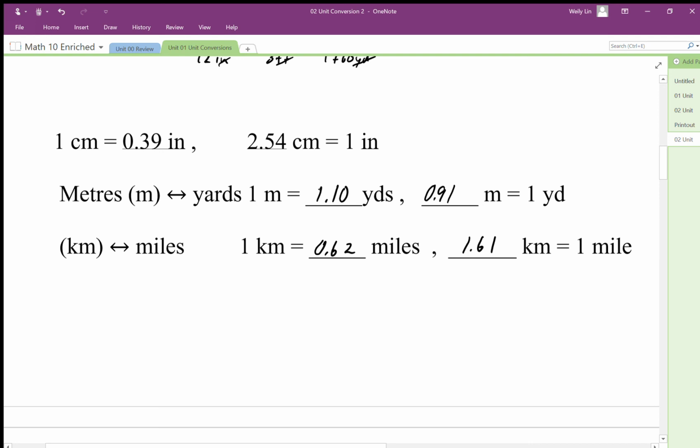Okay, they're both the same. Actually, both ratios are the same. They're equivalent ratios, except one is for 1 meter, one is for 1 yard, one is for 1 kilometer, one is for 1 mile.